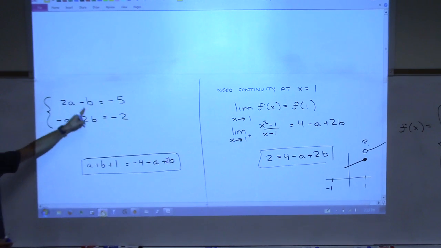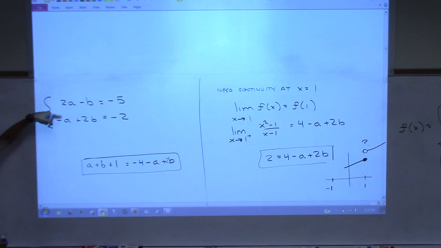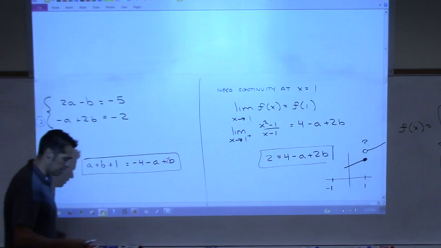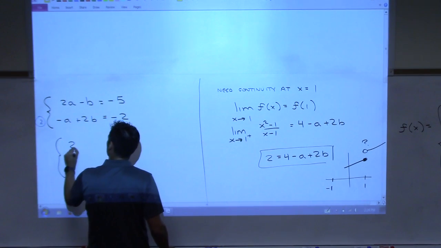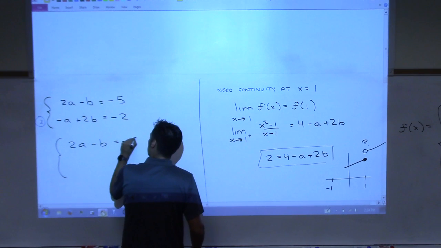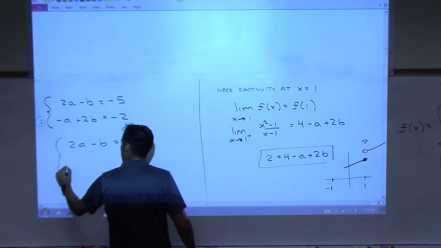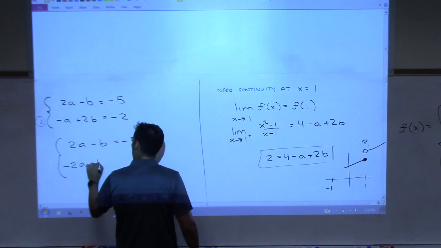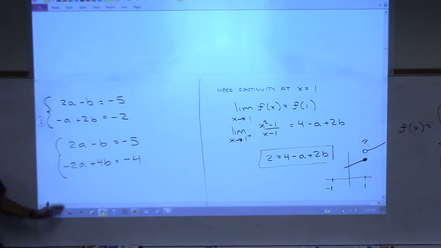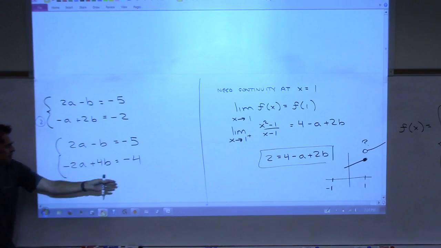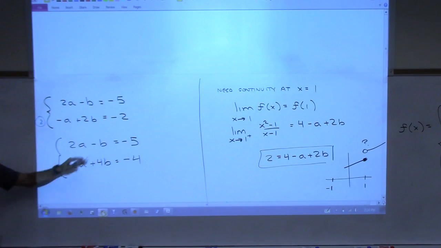I'm going to make either the a's or the b's go away. And to do that, I'm going to work with the a's. So 2a, to make 2a go away, I would love to have a negative 2a here. So I multiply the bottom equation by 2, all the way across. And I rewrite the whole thing. So I get a new system of equations, 2a minus b equals negative 5. And then distributing through, I get negative 2a plus 4b equals negative 4, like that. And then you can add these equations straight down. And when you do that, the a's go away. You get what?